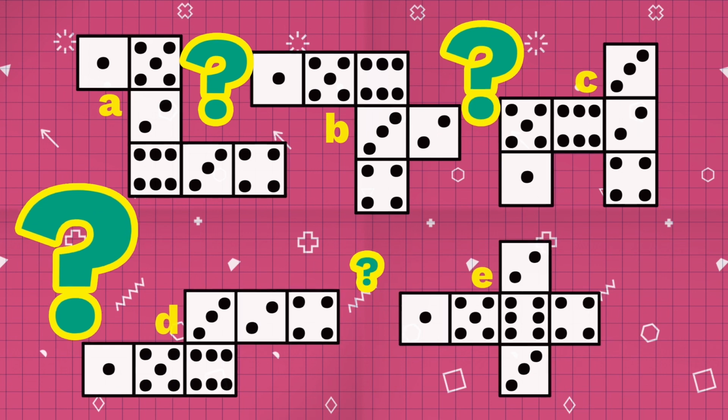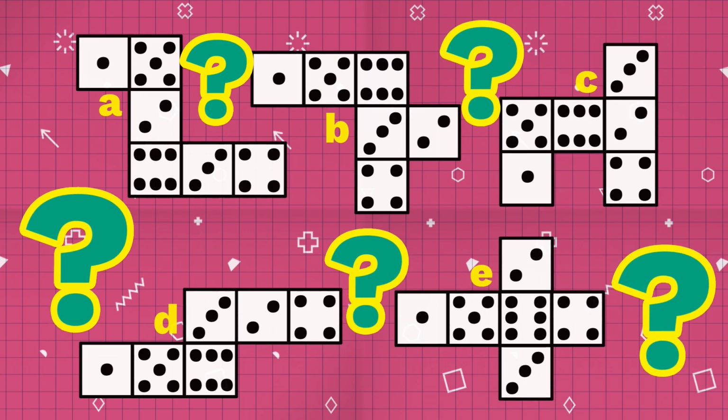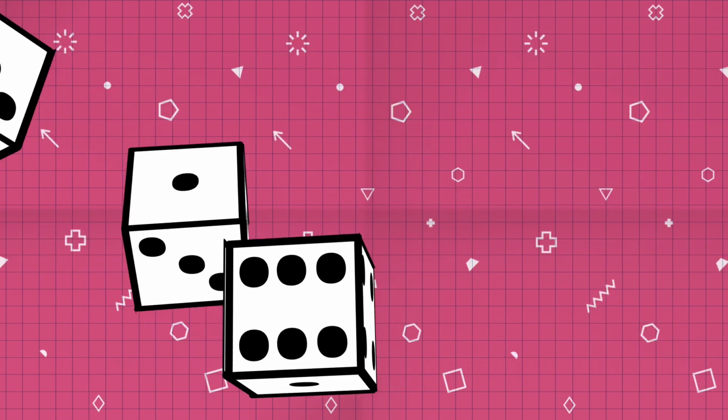For those that don't, use the spots to explain why not. And for those that do, with the given spots, which form a standard die? Explain your answer.